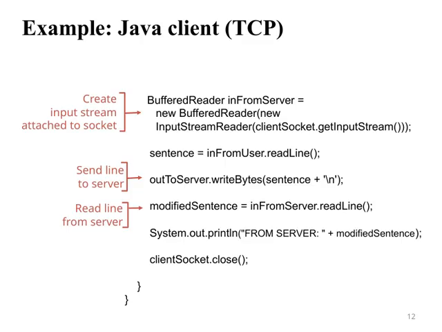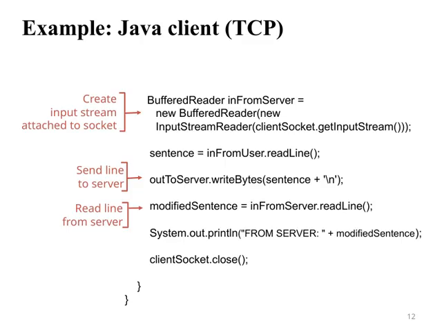Then, we send that message to the server using outToServer.writeBytes, appending a newline character to indicate the end of the message. After sending the message, we wait for a response from the server by reading a line with inFromServer.readLine. This is stored in modifiedSentence. Finally, we print out the server's response with System.out.println prefixed by "FROM SERVER". And at the end, we close the socket with clientSocket.close, which is important for cleaning up resources.